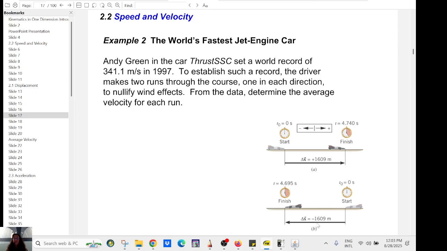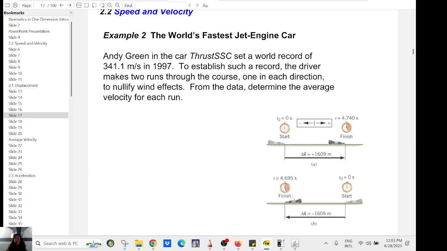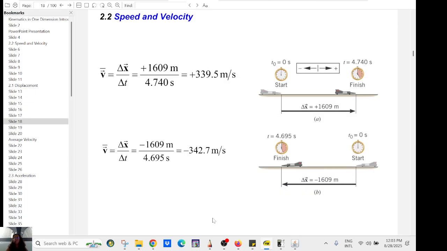So what do you get? You divide displacement by the time elapsed, and you get negative 342.7. The point is to show you that there is a negative here because it's moving to the left. So you do final position minus initial position. It's negative. This one is moving to the right, so it's going to be positive. And then if you are an engineer, you know what to do with those numbers.